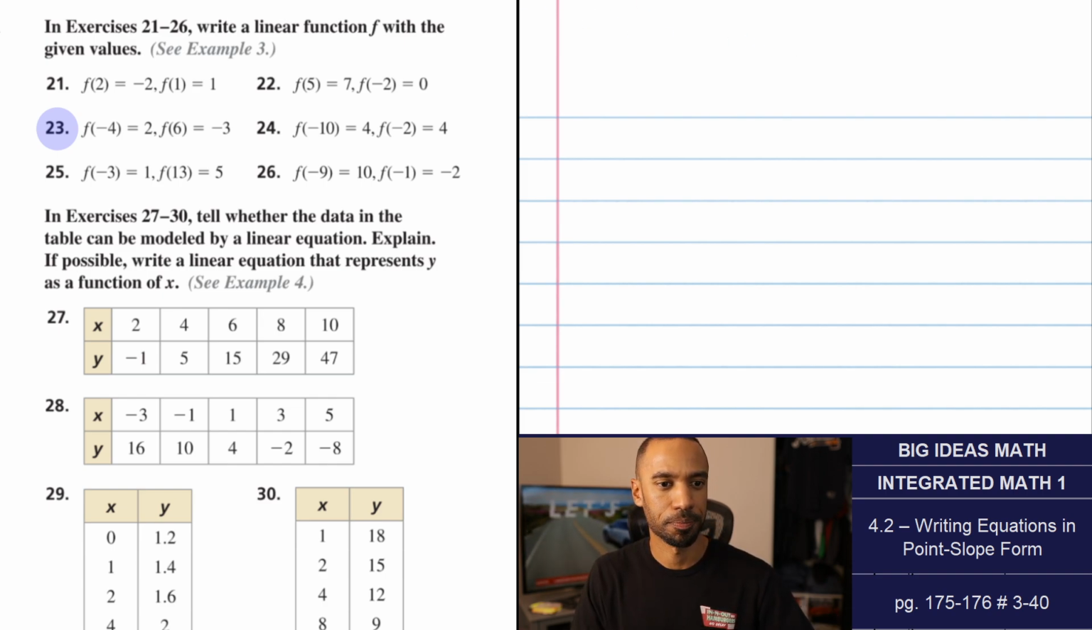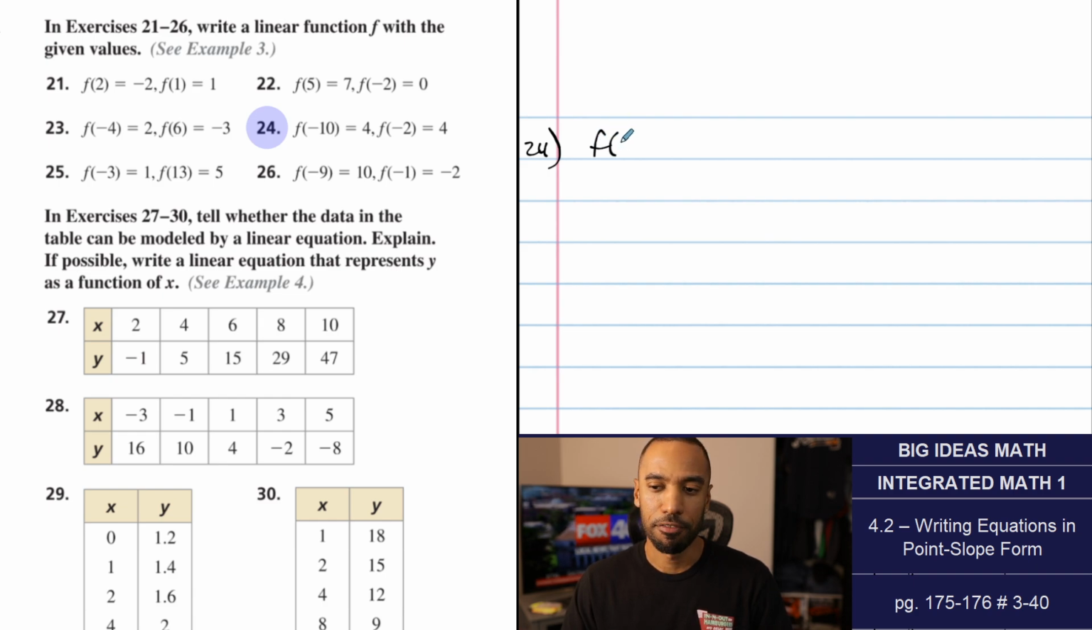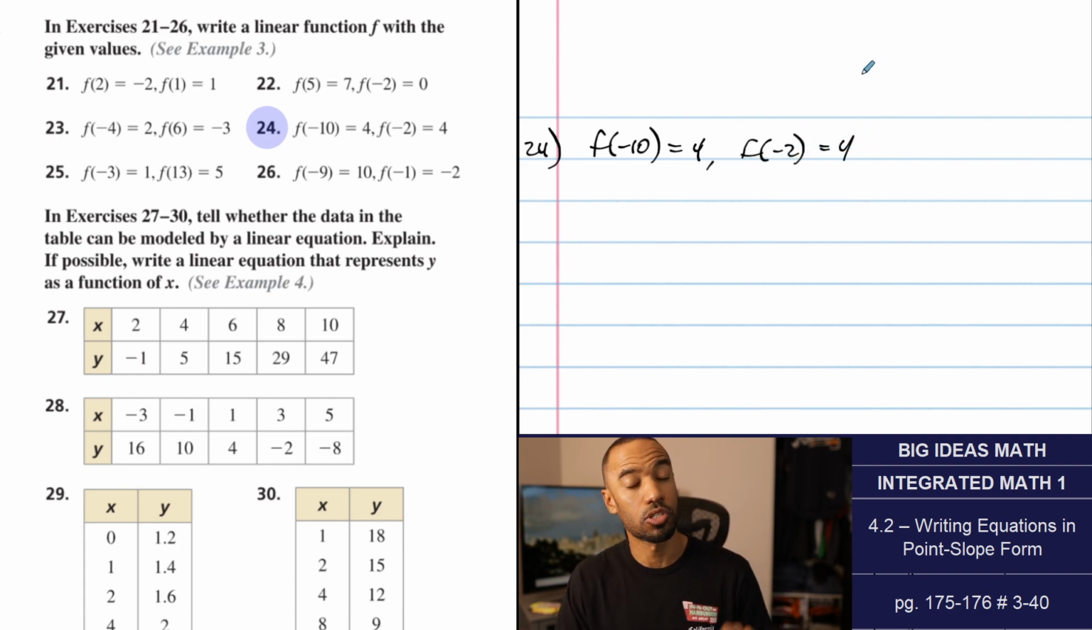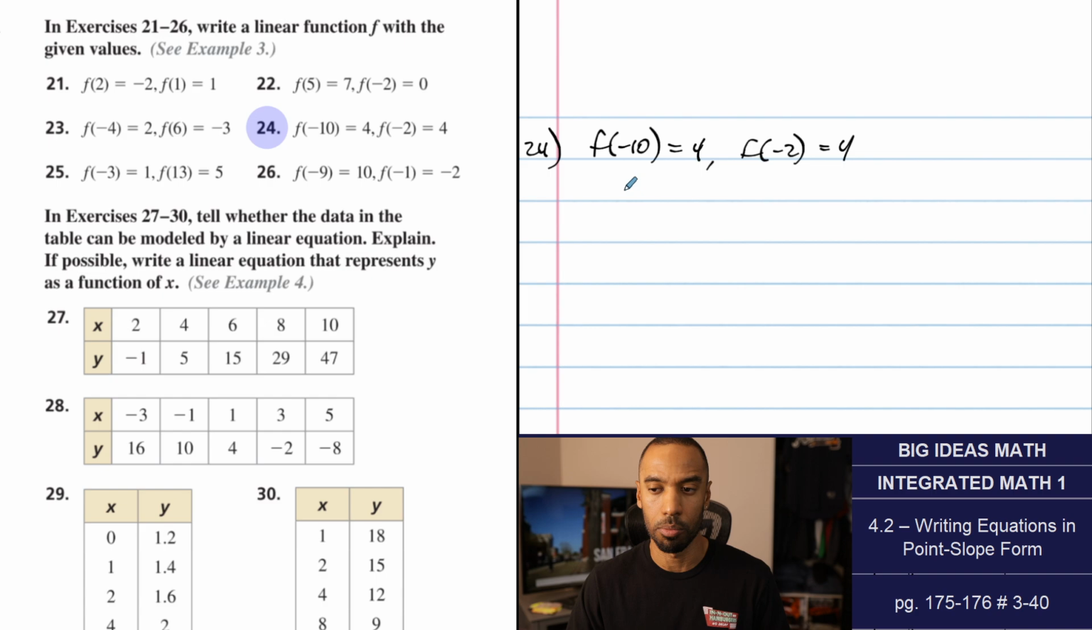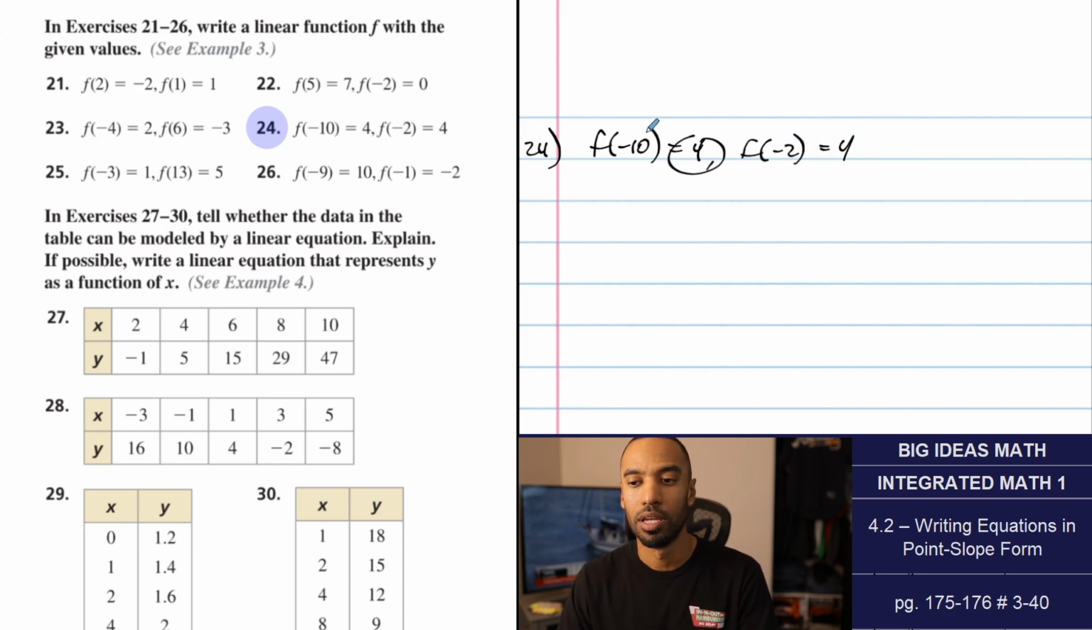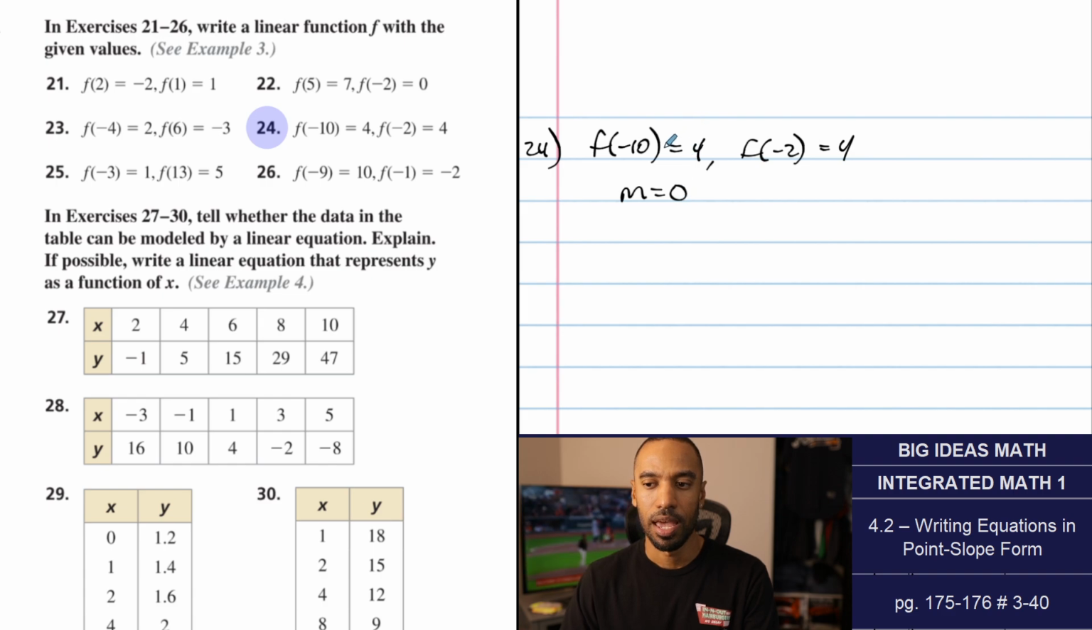Number 24. I don't know if you notice what's going on here, and if you do, I think we can write our answer a lot more quickly. F of -10 equals 4. F of -2 equals 4. Okay, I am going to start in point slope form, which means we need the slope first. If you notice, the y values of both of these are both 4. Given different inputs, the same output of 4. That means our slope is 0. And we can choose an x1, y1 like this one.